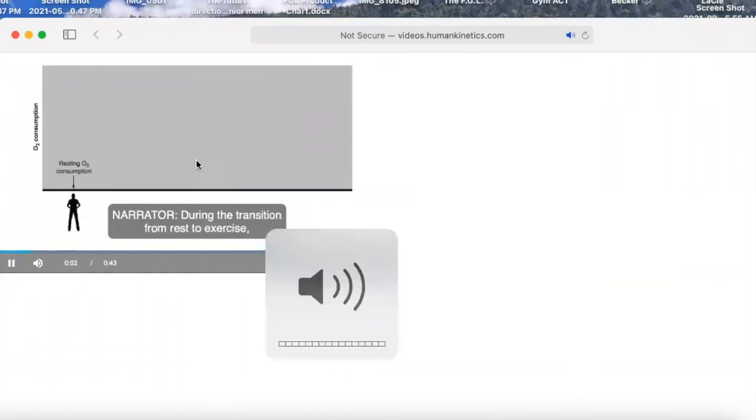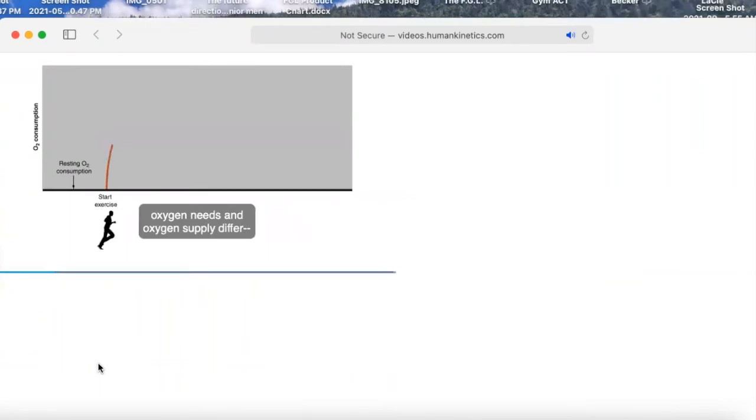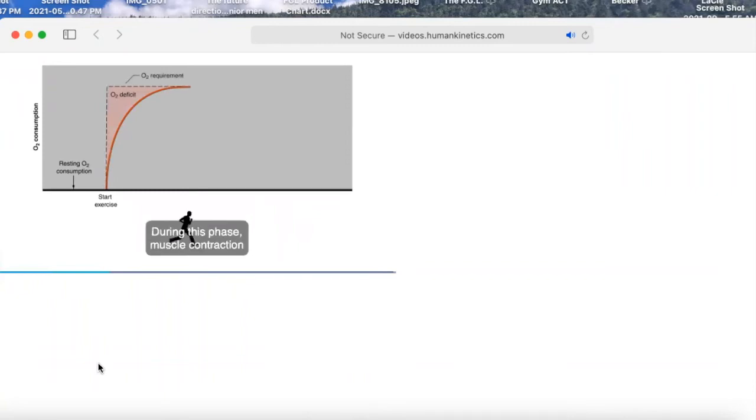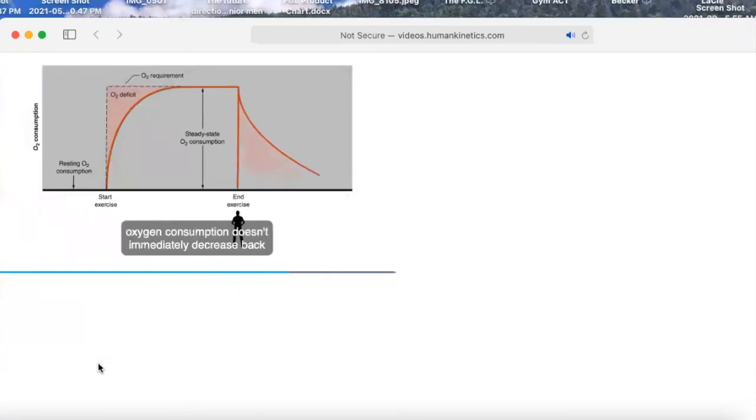During the transition from rest to exercise, oxygen needs and oxygen supply differ, resulting in an oxygen deficit. During this phase, muscle contraction is supported by anaerobic energy sources. This deficit continues to accrue until oxygen consumption reaches the required or steady state O2 consumption. In a similar manner, when exercise stops, oxygen consumption doesn't immediately decrease back to its resting value. This excess oxygen consumption is known as the excess post-exercise oxygen consumption, or EPOC.